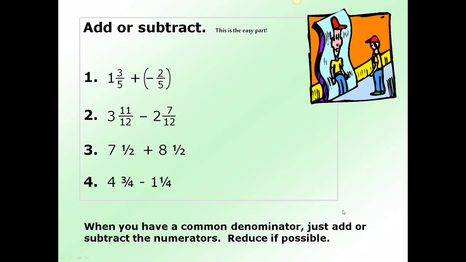Okay, the easy part here, adding and subtracting fractions. At the bottom of this page, you'll notice that it says when you have a common denominator, just add or subtract the numerators and then reduce if possible. We're not going to remind you to reduce. You always simplify or reduce your answers if it's possible.